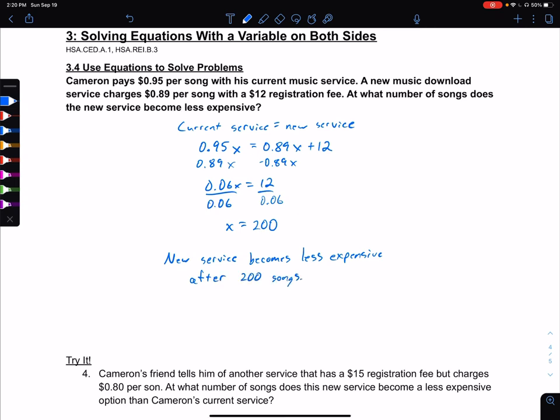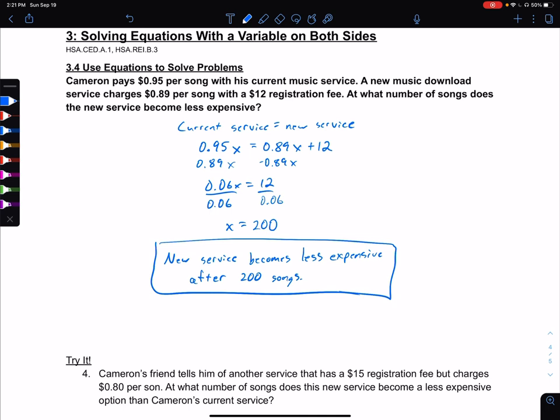So before 200 songs, the current service is better. At 200 songs, they're equal, so it doesn't really matter which service you use if you're going to download exactly 200 songs. But once you start to pass 200, then the new service is going to be the less expensive option. Which makes sense, right? If you're paying a registration fee for something, or in this case, for the music, per song is cheaper, so that's how they kind of cover their expenses. They use a registration fee, and then the more you use that program, usually the more you save.